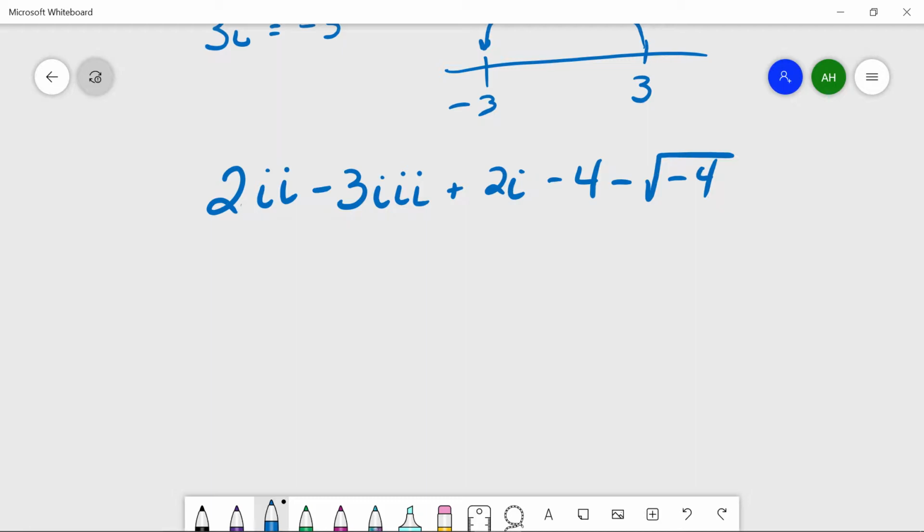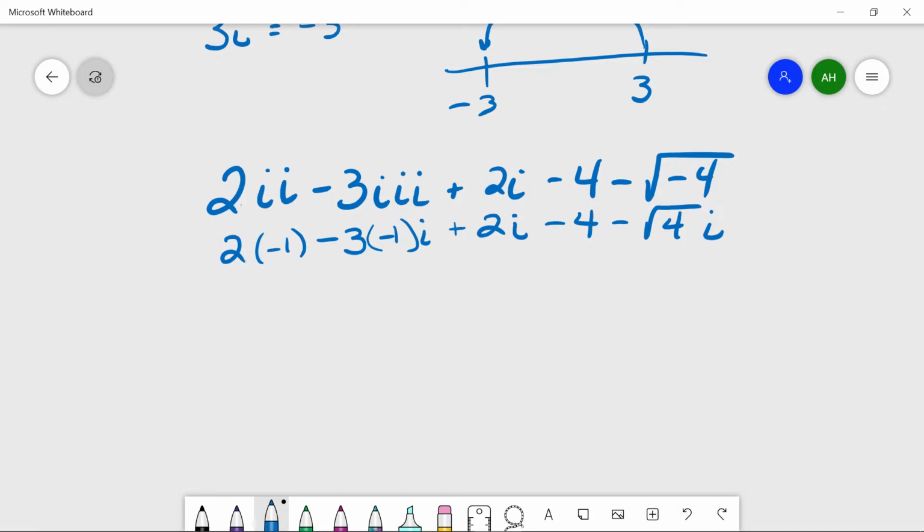So let's deal with that. Okay, so we know this i squared right here equals negative 1, right? So that's 2 times negative 1. All right, now I've got minus 3 times negative 1, plus 2i minus 4 minus the square root of 4i. All right, so see what I did there? So I just took each of my i's, and how can I translate that? How can I reduce my i's?